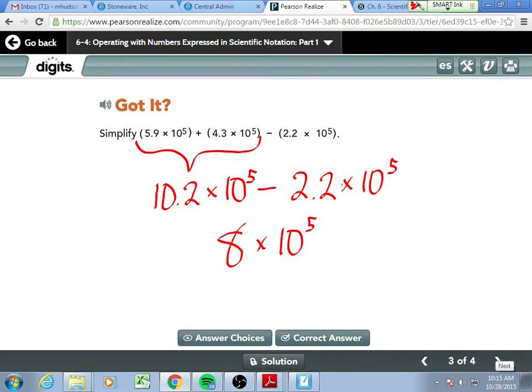Is that in scientific notation now? Yes. So now we're good. So don't worry about scientific notation until you get to your final answer.